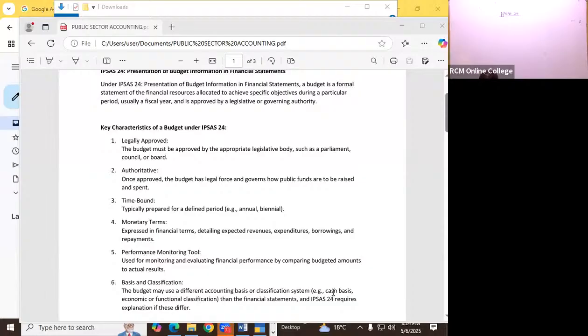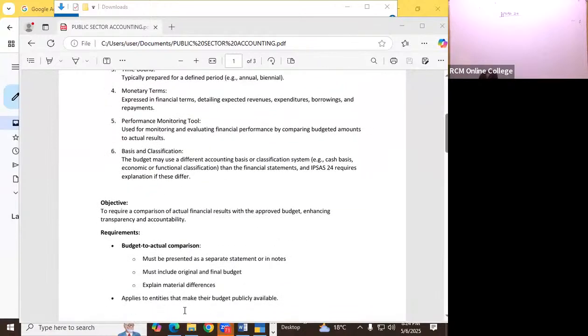So at the end of the day, ladies and gentlemen, we must have a basis of preparing these financial statements, and this basis must always be disclosed. In the notes to the budget, you must always say that we used cash basis or accrual. I'll be able to show you what that means.